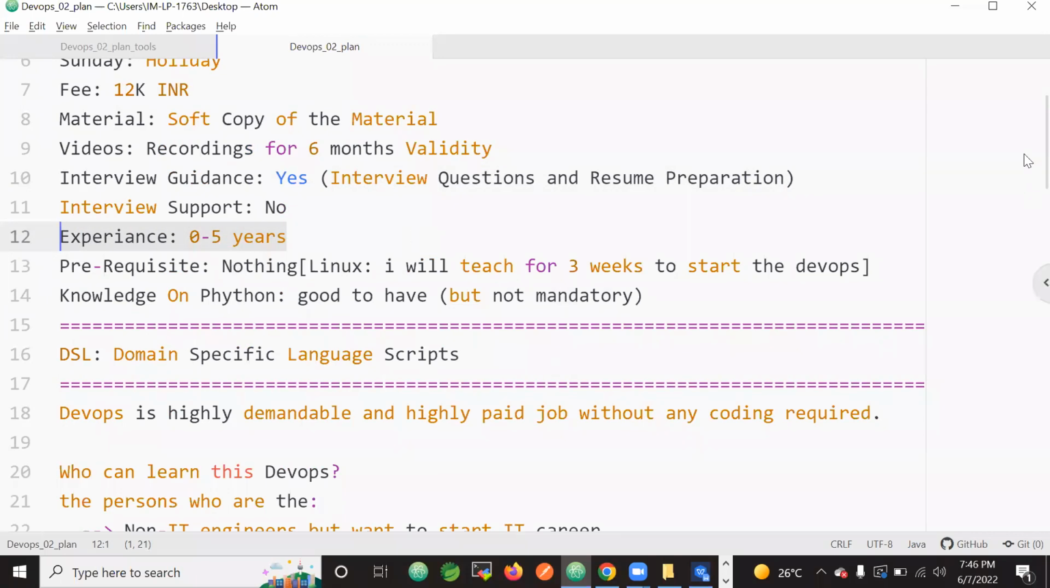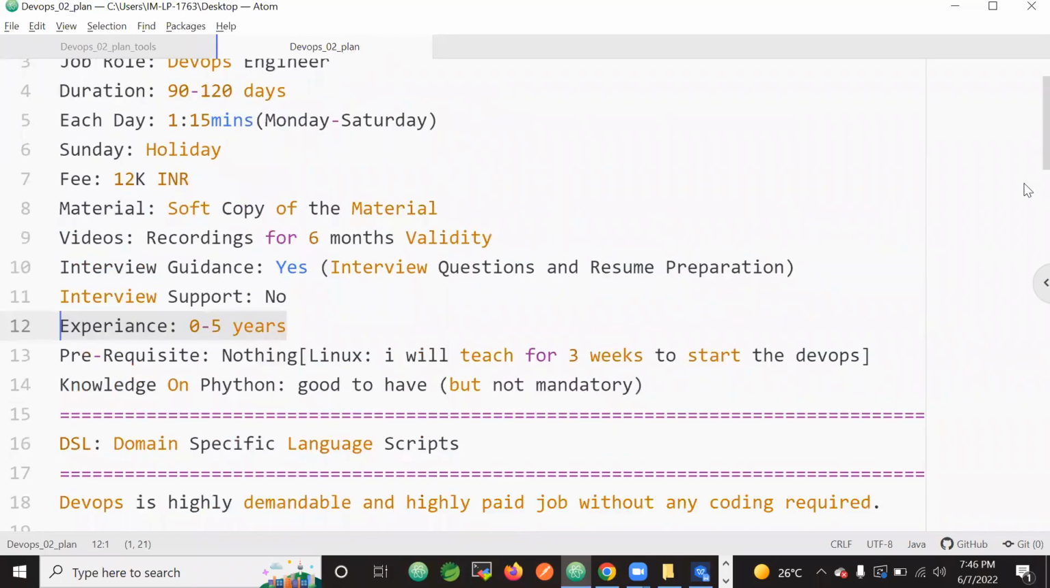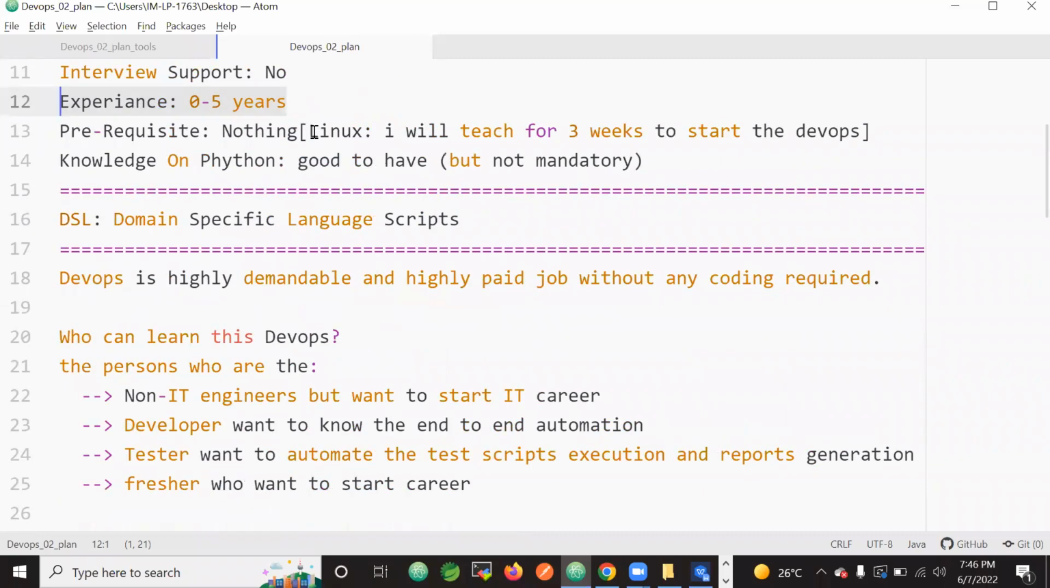And learning this course, DevOps with AWS on Linux, is important. Linux is the base. Linux is the core. So Linux is the prerequisite. But if you don't know Linux, don't worry, because I start by teaching Linux. We will see Linux for 3 weeks, and in those 3 weeks we will learn a lot of things which are required to start the DevOps with AWS course. Knowledge of Python is not mandatory, but good to have.